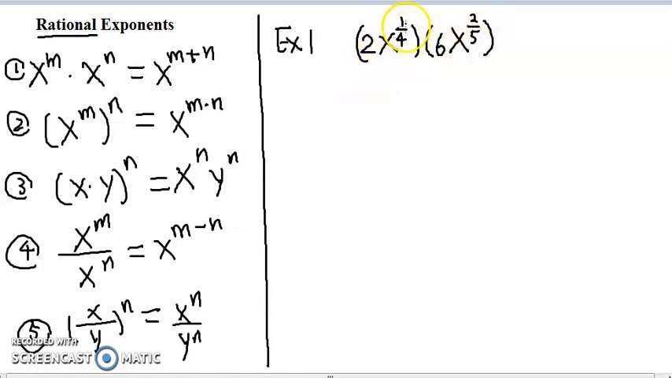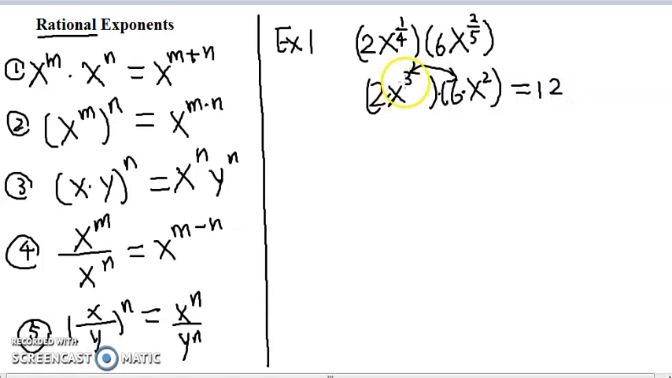If, for example, I change those fractional exponents to integers, say we have 2 x to the third times 6 x squared. Remember, we did this kind of question before. We switch 6 and x to the third, so we can multiply 2 and 6 to get 12, and then we multiply x to the third times x squared. By using the first formula, keep the base x and add the exponents, 3 plus 2. So we're going to do exactly the same thing here.